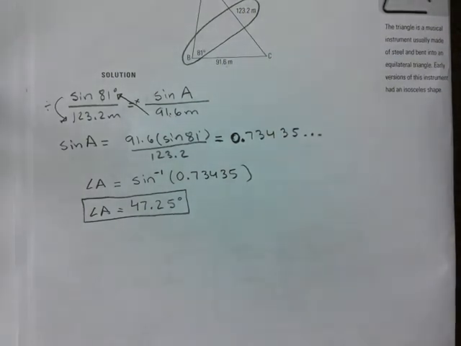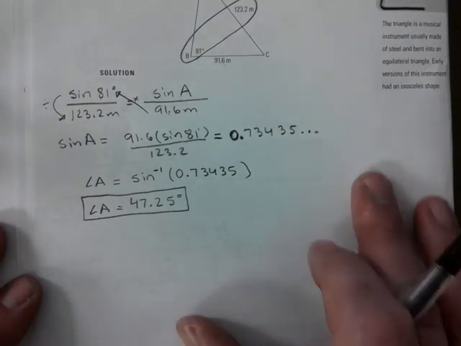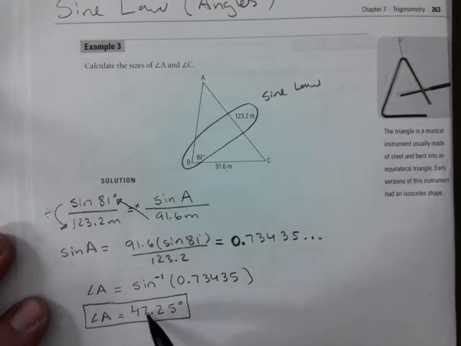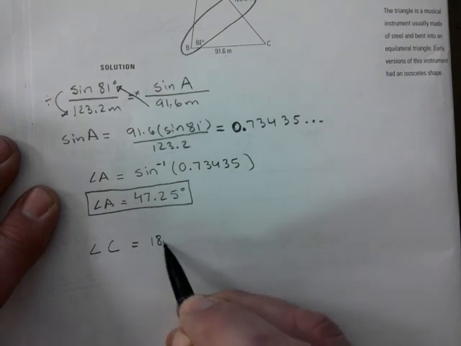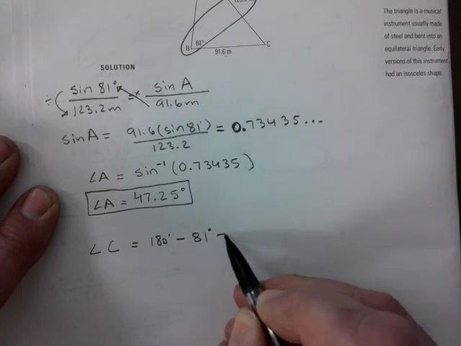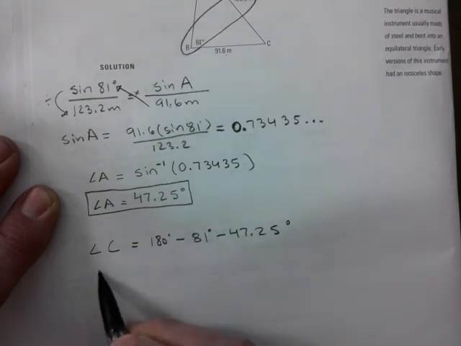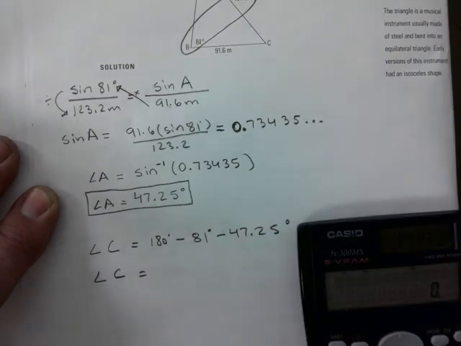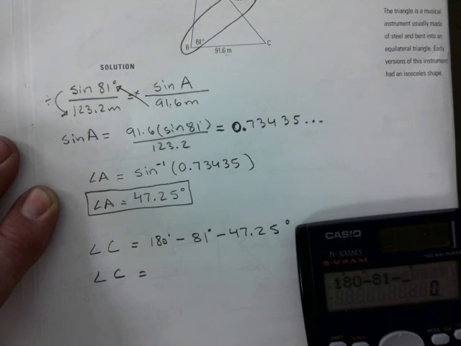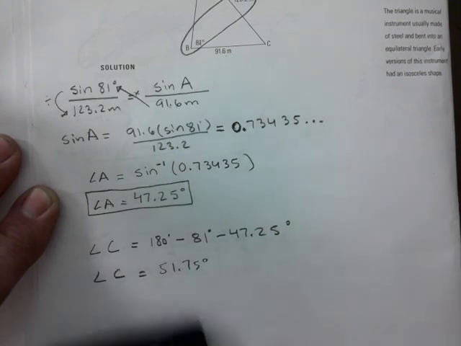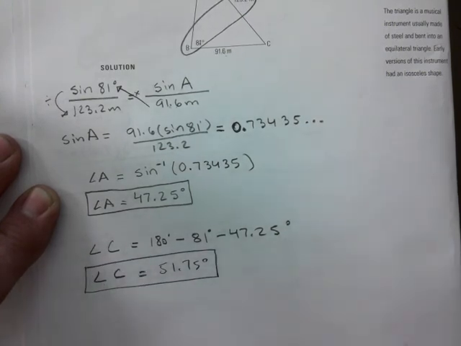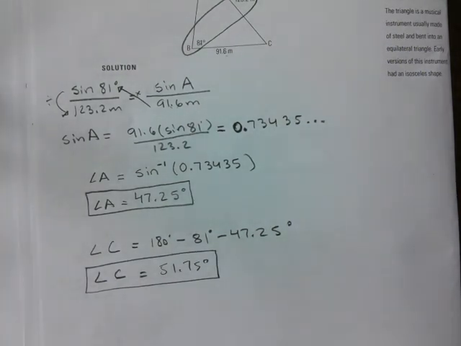And we're not done yet. One last line here. How many angles do we know now? 2, right? This one and this one we just found. So let's find the third angle. Angle C is 180 minus 81 minus 47.25. And you're done. So it's 51.75. That's all it wanted. You could now go ahead and find side C because that's still unknown to us. But we're not going to do that.